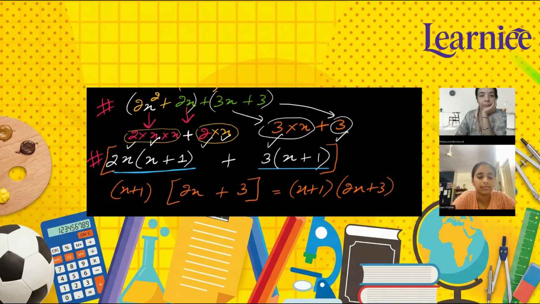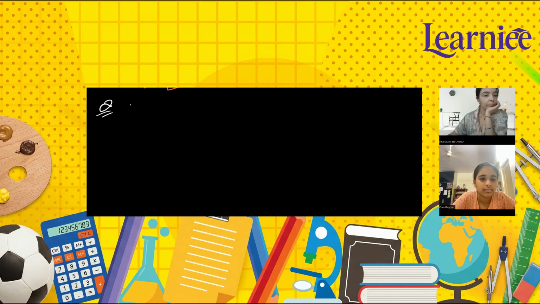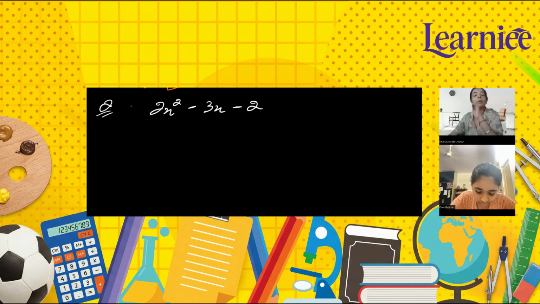Okay, now the next value is 2x square minus 3x minus 2. Got it? How is it different from the previous one? In the previous one, we had the middle value in plus, now we have minus, right?